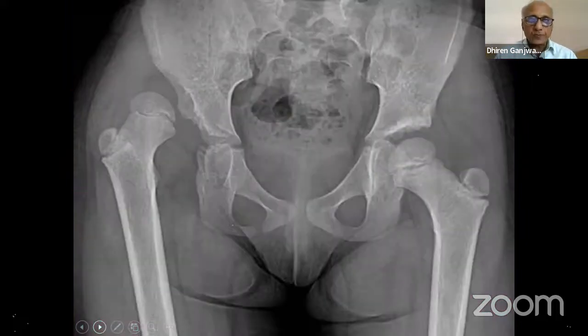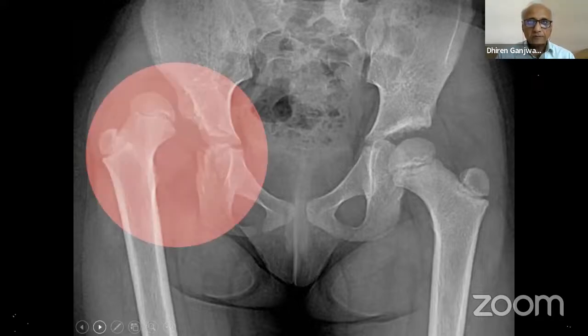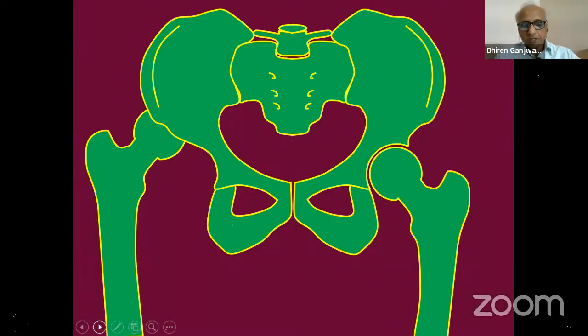This is a child who presented at the age of 4 years. The diagnosis is very evident. There is a dislocated hip on the right side. Now, to make you understand the treatment: the hip has remained out for so many years, so the surrounding soft tissues have become tight.